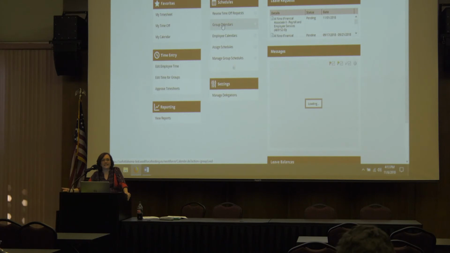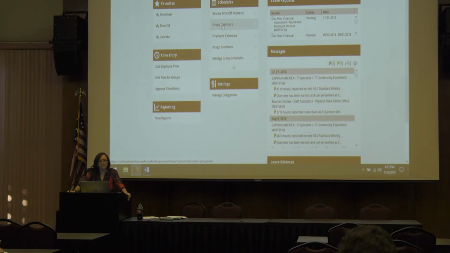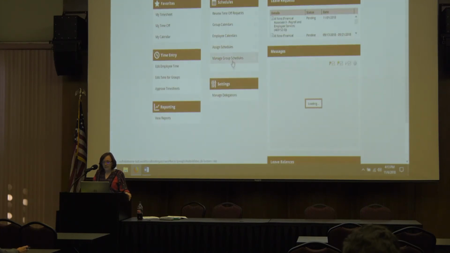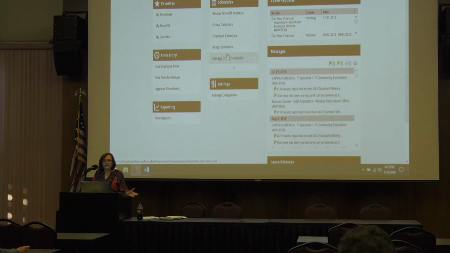The group calendar is that same calendar that I just opened up. So I don't have to actually go into review time off requests. I can open it up from here. The employee calendar lets me look at a specific employee's calendar for the month. So if I needed to meet with someone and I wanted to see when they were going to be out so I could schedule around it, I can look at the calendar. I'm not going to go over schedules because we're not using that in CCE.